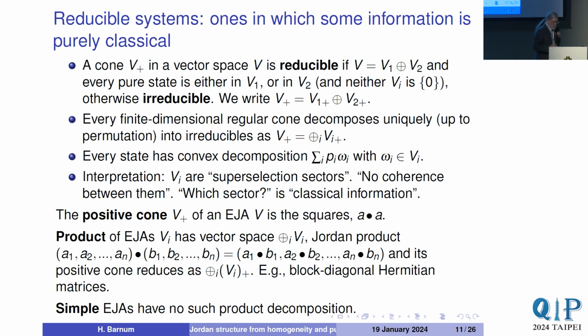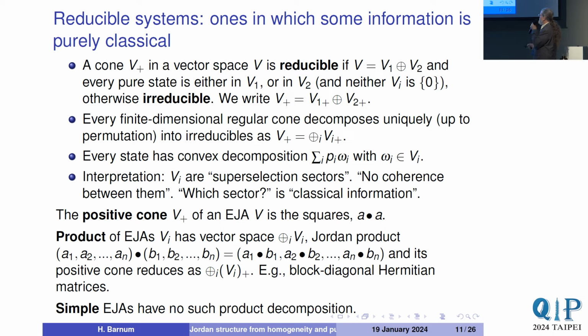Okay, we need to also talk about reducibility. Basically, if you can split up the vector space so that all the pure states are in one subspace or another subspace, then which of those subspaces you're in is classical information. All states are convex combinations of something in one or something in the other. If you don't have that, the cone is irreducible. You can't split it up. Every finite dimensional cone decomposes uniquely into irreducibles. So we think of those as superselection sectors, classicality. It's going to appear in some of our results.